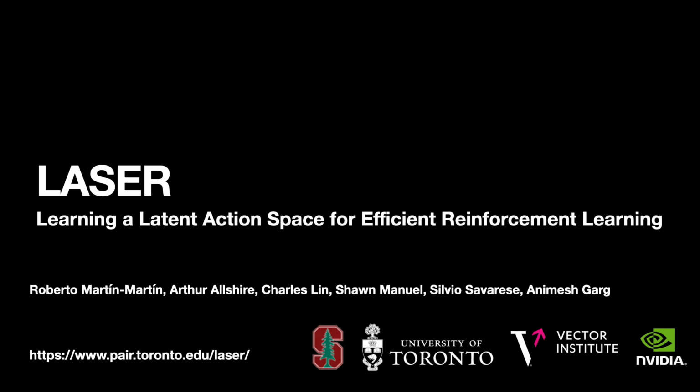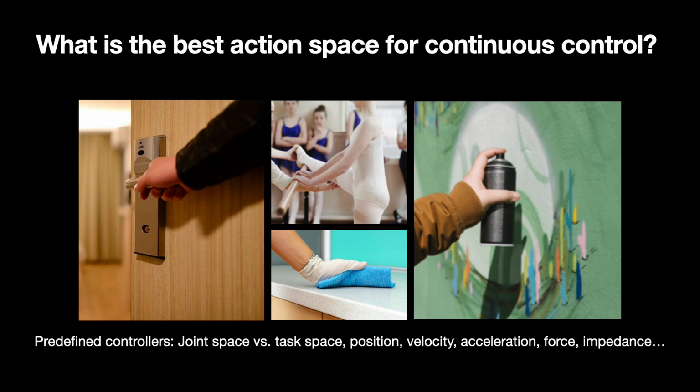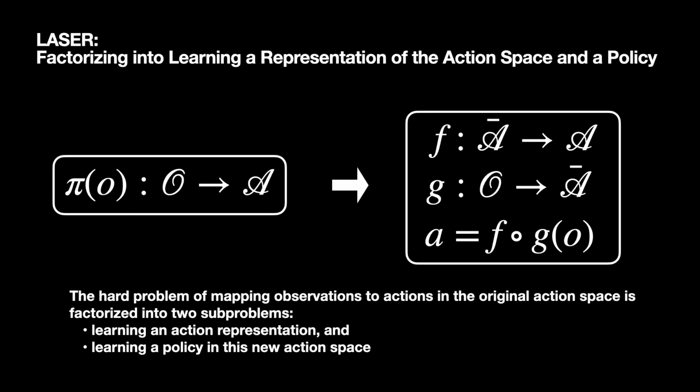We present Laser, a method to learn latent action spaces for efficient reinforcement learning. The best action space for learning manipulation differs based on the task. In learning continuous control, a good action space offers a simple relationship to the reward function, facilitating convergence. In robotics, these ideas motivate the familiar set of robot controllers. We present Laser to provide a data-driven approach to discovering these action spaces.